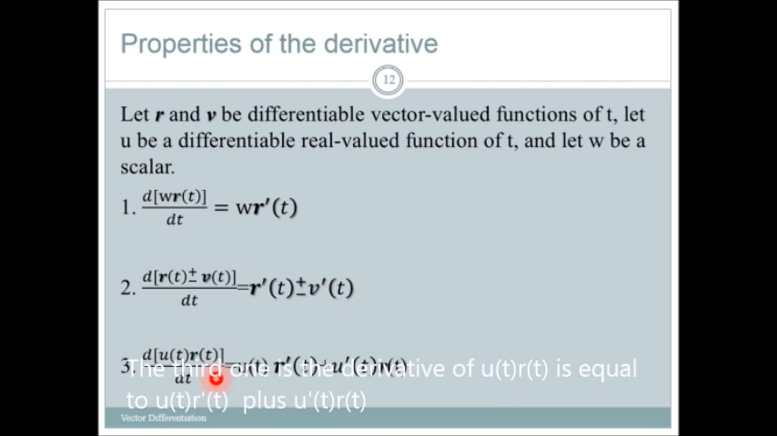The third one is the derivative of u(t) multiplied by r(t) is equal to u(t) multiplied by the derivative of r(t) plus the derivative of u(t) multiplied by r(t).